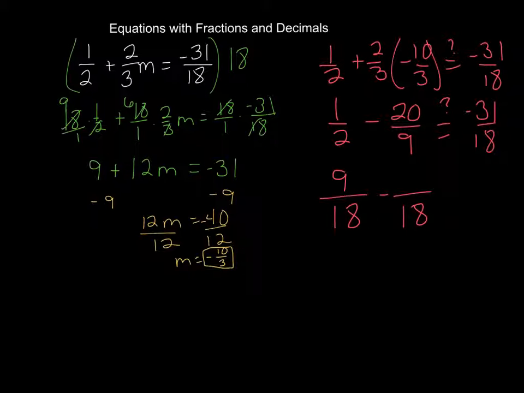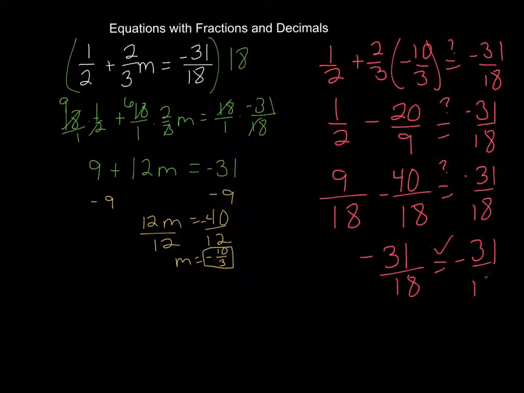because 2 times 9 is 18, so 9 times 1 is 9. And then 9 goes in 18 2 times, so 2 times 20 is 40. And that should equal negative 31 over 18. Now we just add or subtract the numerators. In this case, that's a negative, that's a positive, so we subtract, you get negative 31 over 18. That does equal negative 31 over 18. So our answer checks.